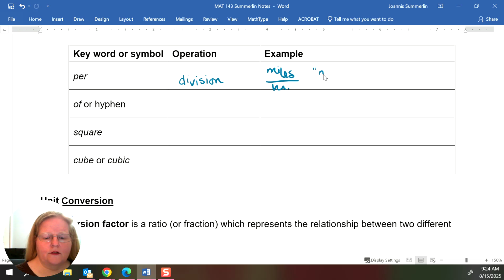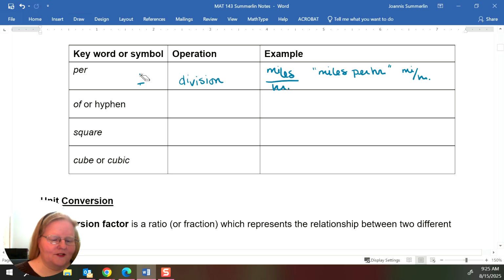You read it as miles per hour, but you see miles per hour or miles per hour. You don't think of it that way, but that's what it is. Miles per hour. It's a division problem. There's a little division bar in there. Of, or a hyphen, is supposed to look like a division symbol. It should look like a division symbol. I can usually make it look like a division symbol.